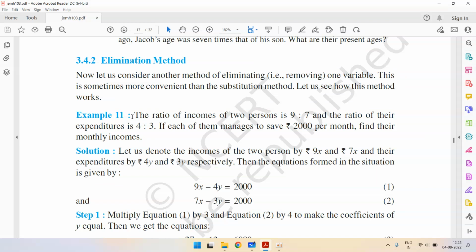The ratio of incomes of two persons is 9 is to 7, and the ratio of their expenditure is 4 is to 3. Each of them manages to save 2,000 per month. Find their monthly income. So, what is it saying? Example 11.